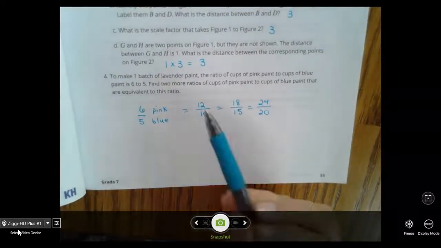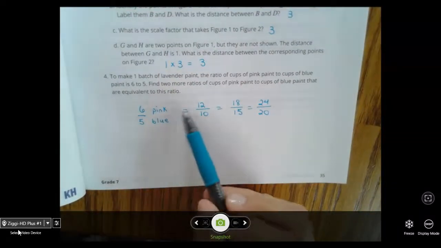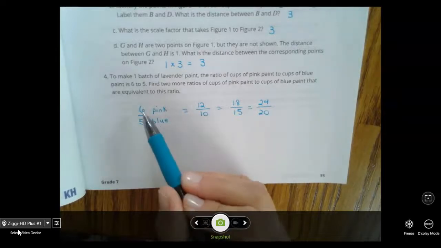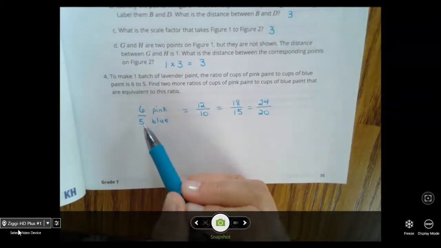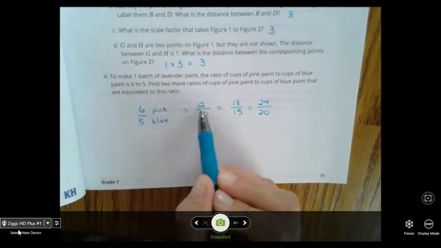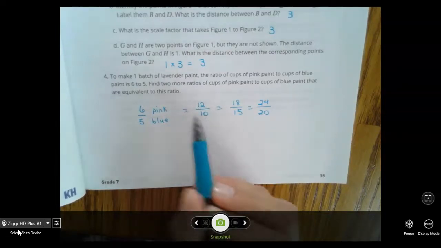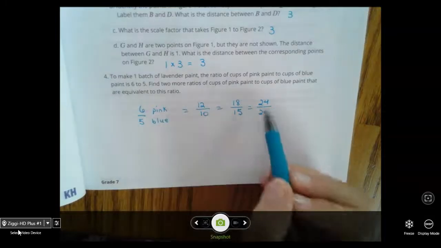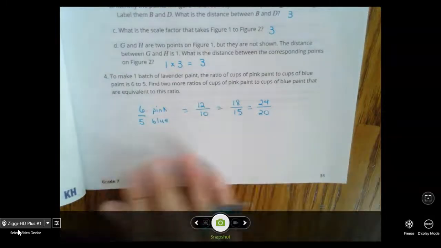And then number 4, we're making a batch of lavender paint, and it says we're going 6 pink to 5 blue to get that. So what would be some other ratios that are equivalent? You can multiply by 2 and get 12 over 10. You could multiply by 3 and get 18 over 15, or multiply by 4 and get 24 over 20. Those are all equivalent ratios.